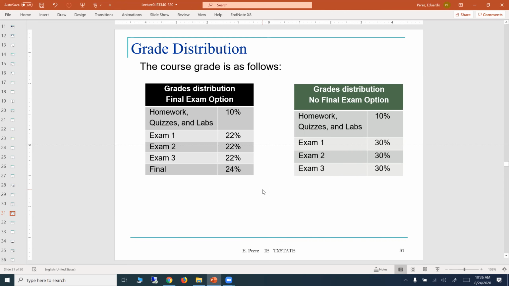But if you feel that the grade that you have gotten so far is good enough and you don't want to take the final, then the grade distribution without the final is to your right. So homework quizzes will not change, but then I'm gonna give the exact same weight to each one of the exams, 30% for each one of them.